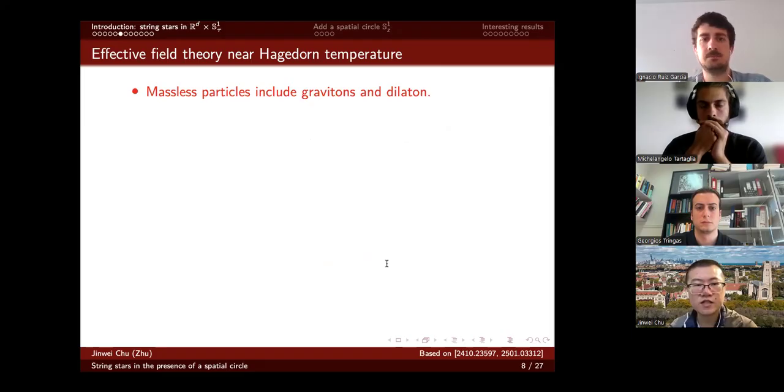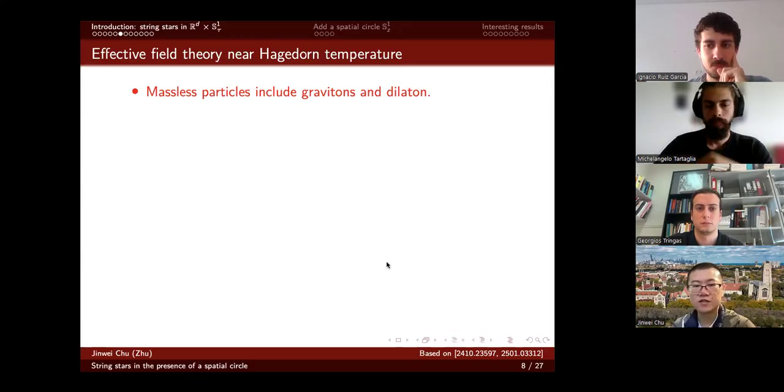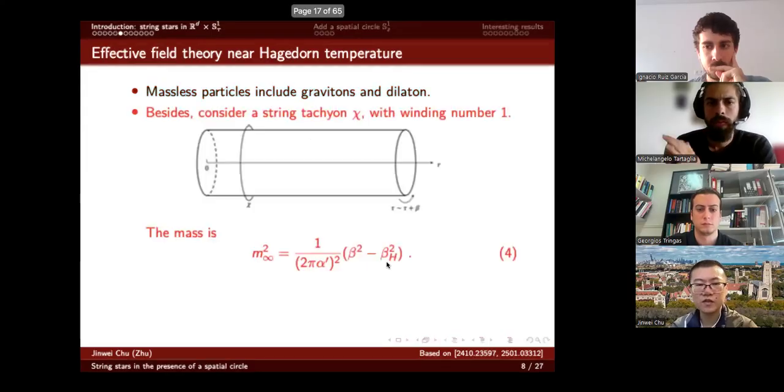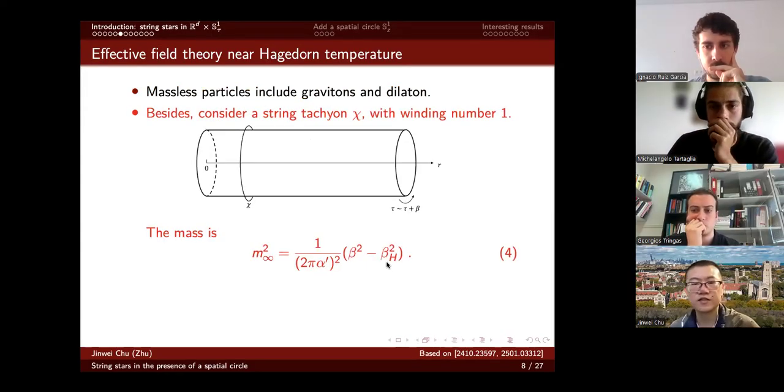And what I want to study is the canonical ensemble near the Hagedorn temperature. Actually, in this case, there's an effective field theory that we can study. To introduce this EFT, let's investigate which particles should be included. First, there are massless particles, including gravitons and dilatons. Of course, there's also something like the B field, but let's just take it to be 0. Apart from the massless particles, let's also consider a string tachyon denoted by chi. By the way, by tachyon, I mean that there's no oscillation on the string worldsheet. It does not mean that the speed is larger than the speed of light. So this is what string tachyon means.